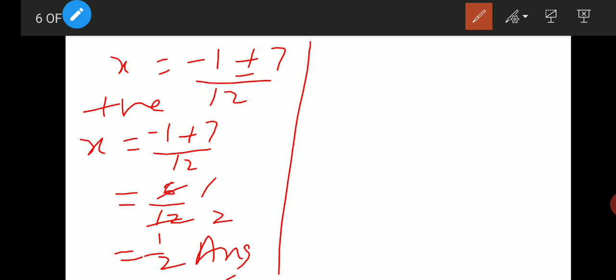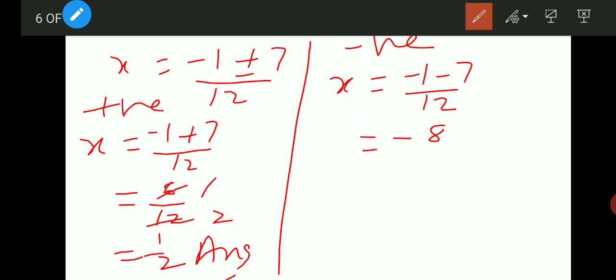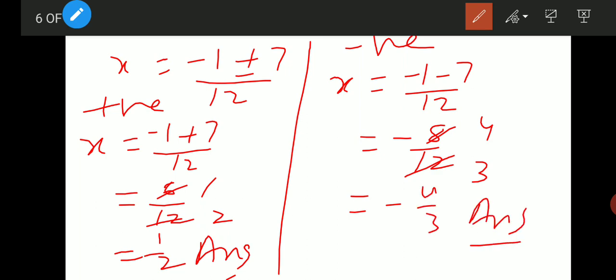Now similarly, taking the negative sign. What will happen? So x equals minus 1 minus 7 divided by 12. That is minus 8 divided by 12. Dividing by 4, 4 ones are 4 and 4 threes are 12. So it becomes minus 2 by 3 as your second answer. Similarly, you can do the other parts, and all the remaining parts are for your homework.